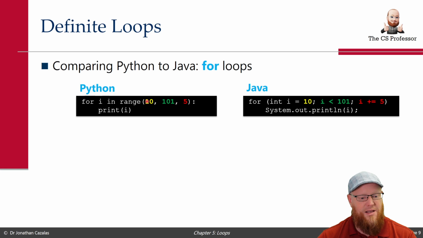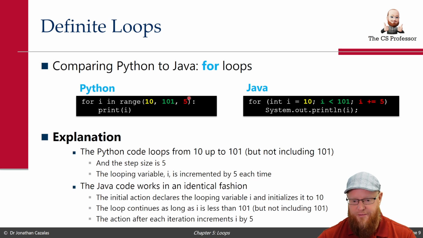The next one, because this is 3 parameters, I can change the values. What if in Python I said, let's go for I in range 10, 101, 5? What will that do in Python? It will loop starting from 10. It will loop up to 101, but not including 101. And by multiples of 5, a step size of 5.